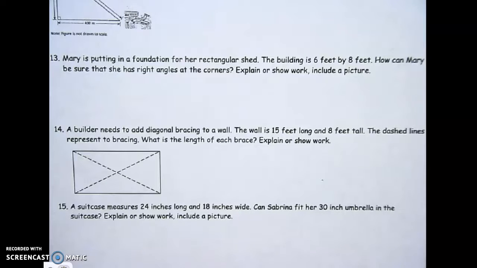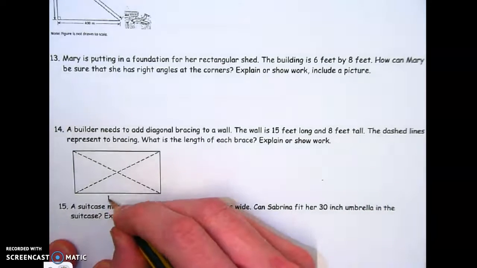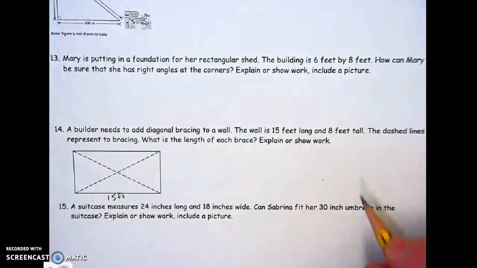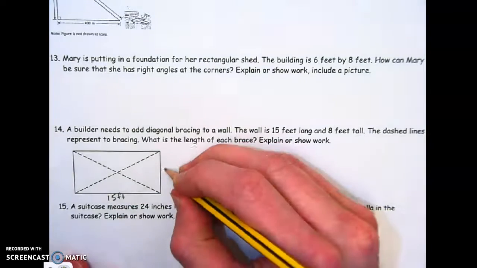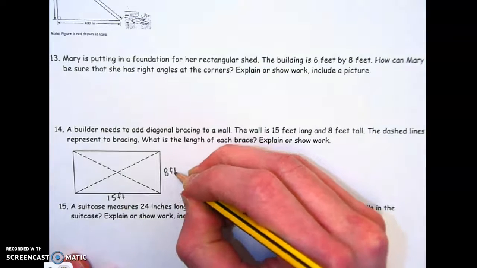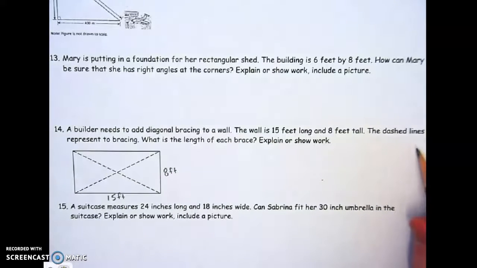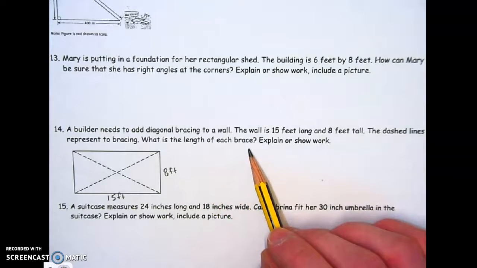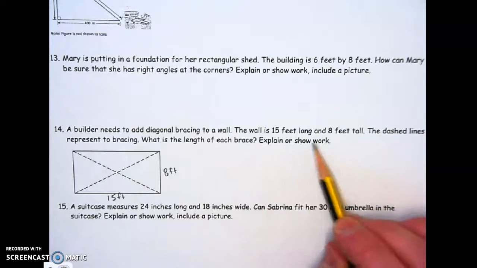Number 14. Let's do the math. A builder needs to add diagonal bracing to a wall. The wall is 15 feet long and 8 feet tall. The dashed lines represent the bracing. What is the length of each brace? Explain and show your work.